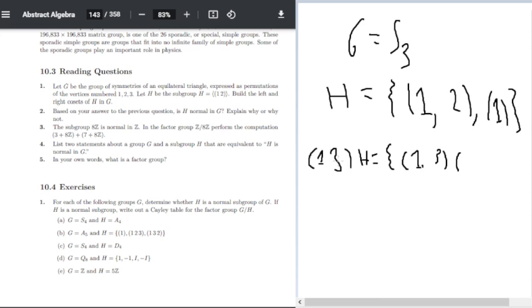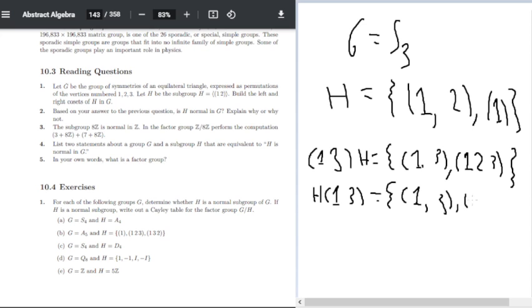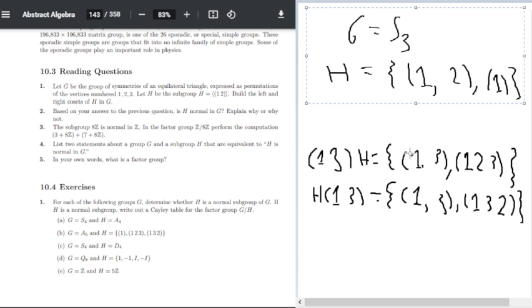Then we have 1 goes to 2, 2 goes to 1, 1 goes to 3. And we have H (1 3), which is equal to (1 3), and then we have 1 goes to 3, 3 goes to 1, 1 goes to 2. So already we can see with this that this group is not normal. We have two cosets that differ, which violates normality. We could go through the rest of them, it'd just be a slightly painful amount.